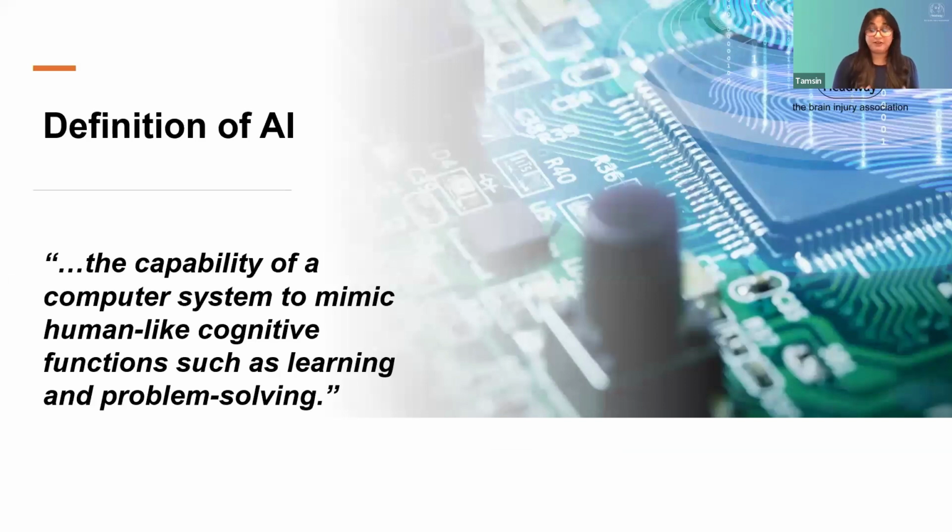So I've given a very brief description of what ABI is, acquired brain injury. What about AI? Now, we do have somebody with us from Microsoft on our panel today, so I've taken the Microsoft definition, and that's the capability of a computer system to mimic human-like cognitive functions such as learning and problem solving. Another definition from Britannica is that it's the capability of a computer to perform tasks commonly associated with intelligent beings. So with both of these definitions and many other definitions of AI, it's the ability of a computer or machinery to operate in a way that it's able to complete tasks and processes that the human brain is typically capable of.